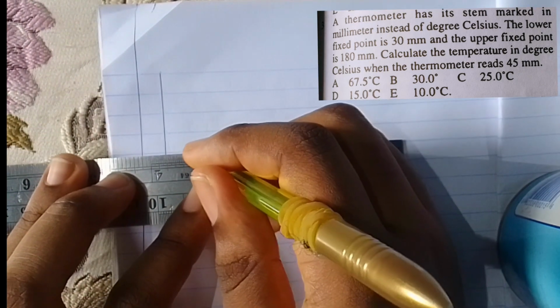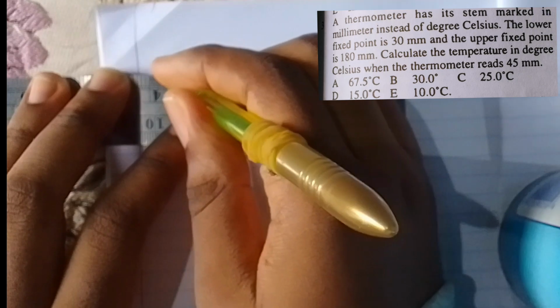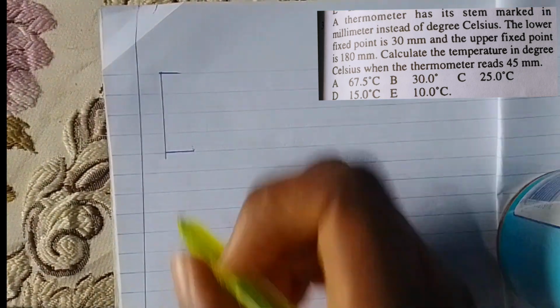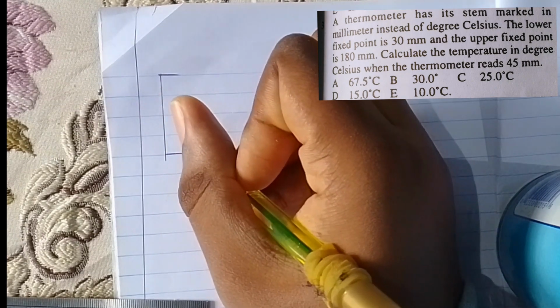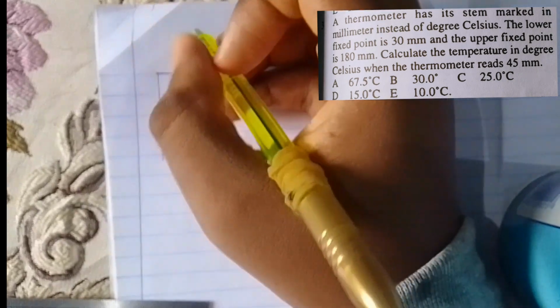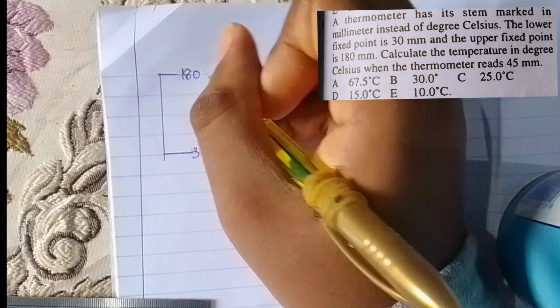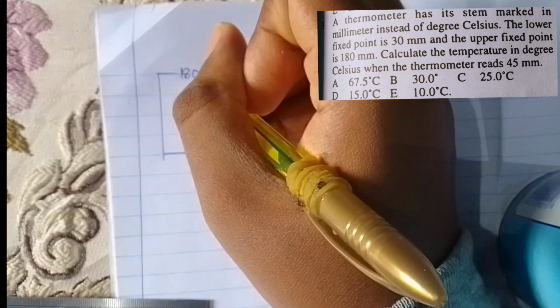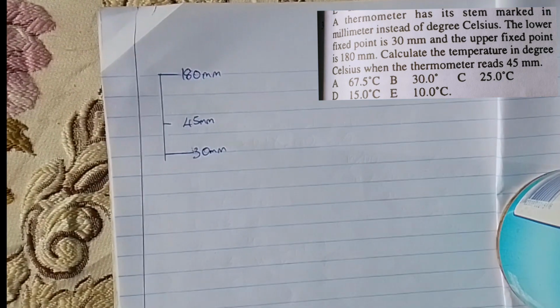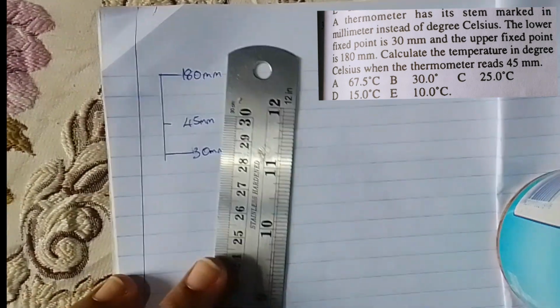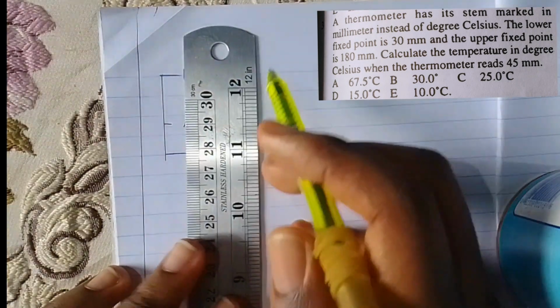What we are going to start with is a question. What this question is basically trying to tell you is that the lower fixed point and the upper fixed point are already given. Now, this can confuse you because it's given in millimeters, but the truth is, even when questions come like this, the concept is always the same. There is an upper fixed point, which in this situation is 180 millimeters, and there's a lower fixed point, which is 30 millimeters, and there is a temperature, which is 45 millimeters. Sometimes this temperature can come unknown, but here they gave us this temperature and asked us to find the same one in Celsius.